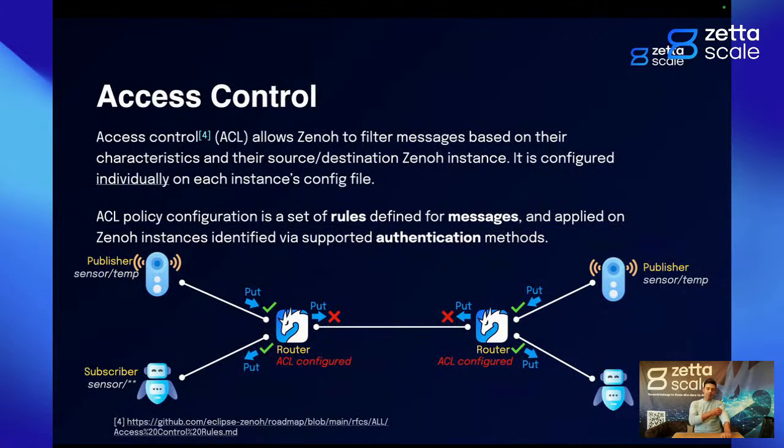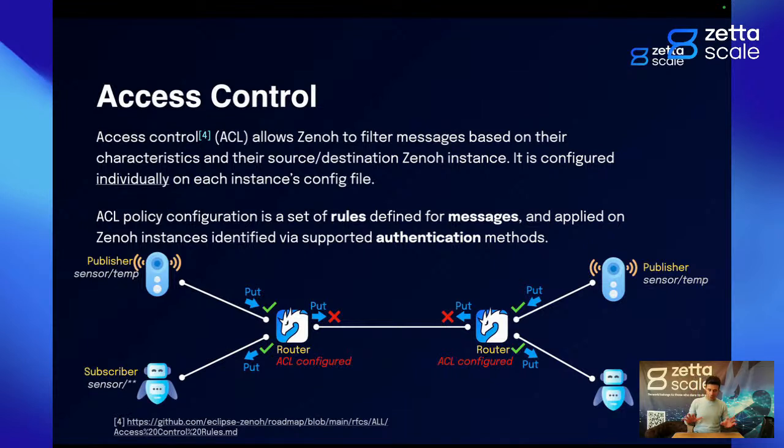Now, in Zenoh, access control allows us to give rights to subjects with respect to the operations they can perform on core Zenoh primitives, such as producing or consuming data, querying, or replying. And that's essentially the key idea behind Zenoh access control. We use these rules to filter messages based on their characteristics, the source, and the destinations. This is configured as part of the Zenoh configuration, and we'll show this.